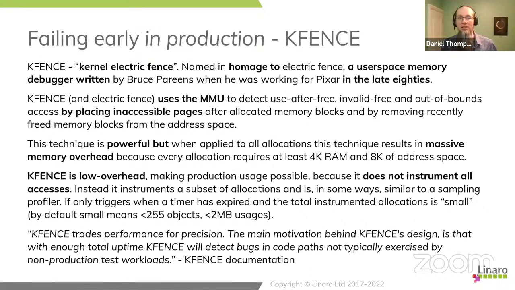It uses the same technique as a user space memory debugger from the 80s called Electric Fence, which is basically to allocate a block of memory and arrange for there to be an unused page after the block of memory, so that if you go past the edge of the end of the block, you'll get an MMU error. That was a very powerful technique. It was a very neat and effective technique when it was introduced, but it does have quite a significant memory overhead, because it means every allocation, no matter how small, will require at least 4K of RAM and 8K of address space.